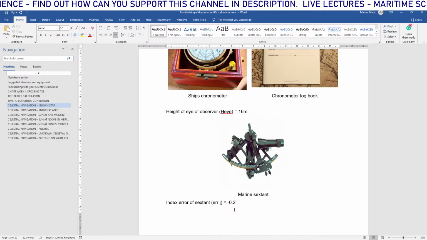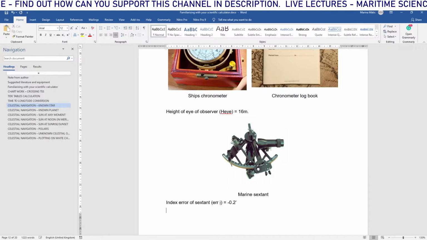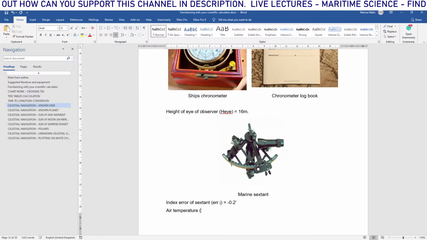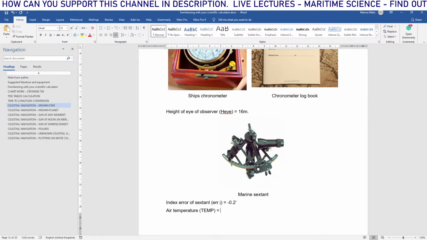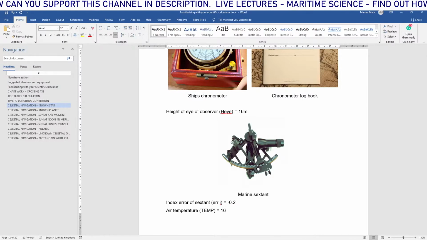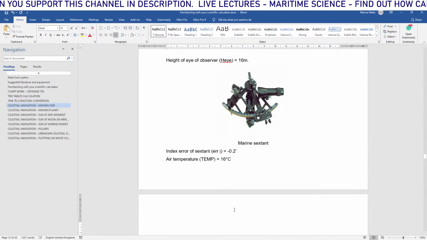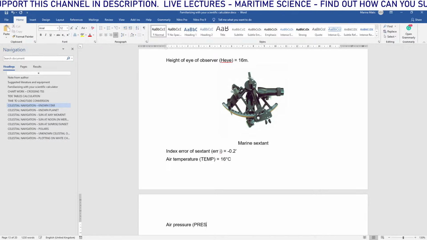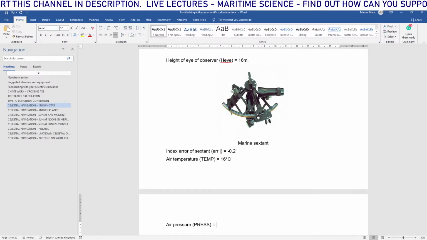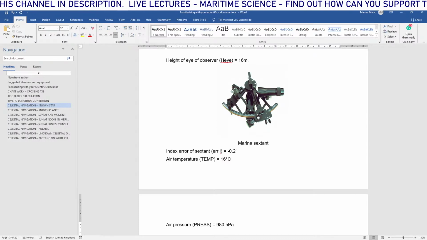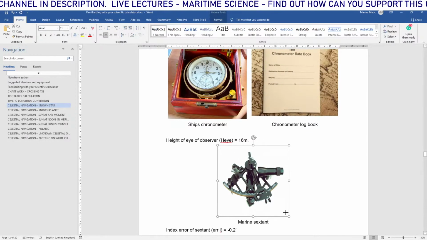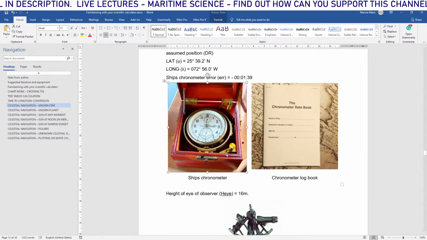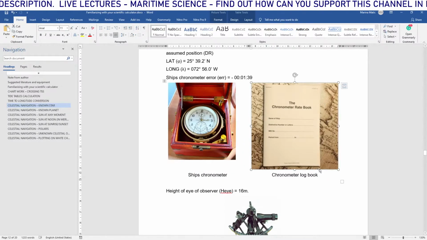What else? We have temperature, air temperature. How do you spell air temperature? That will be temp. That one is easy. Air temperature is 16 degrees Celsius, and air pressure, that will be press. That would be 980 hPa, hectopascals. And I will remove the white of this image later so everything fits on one page. Also, I can shrink this as well. It doesn't have to be this big.